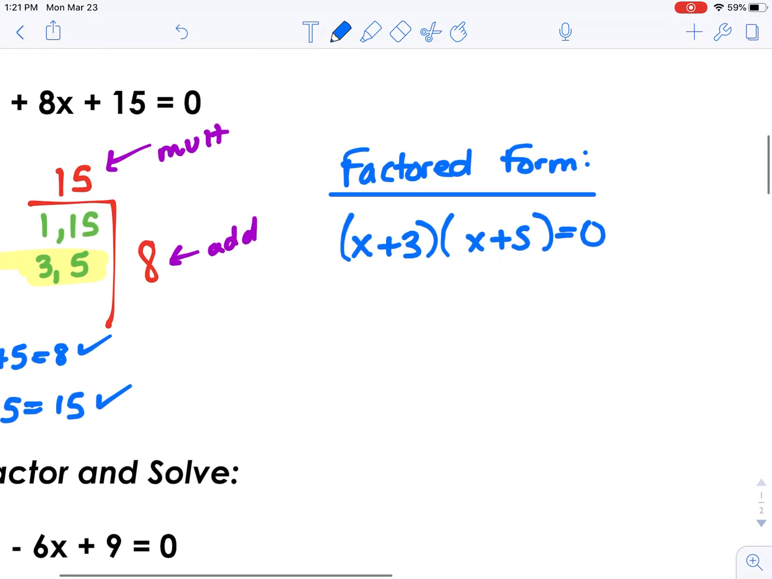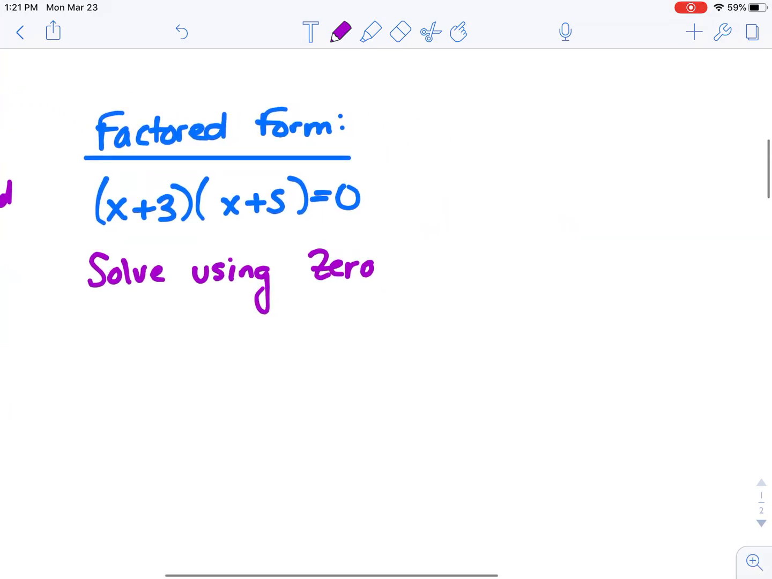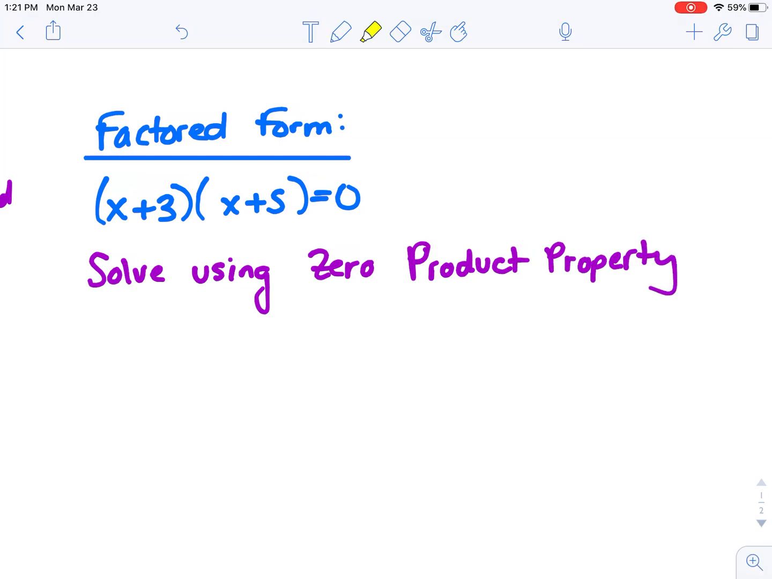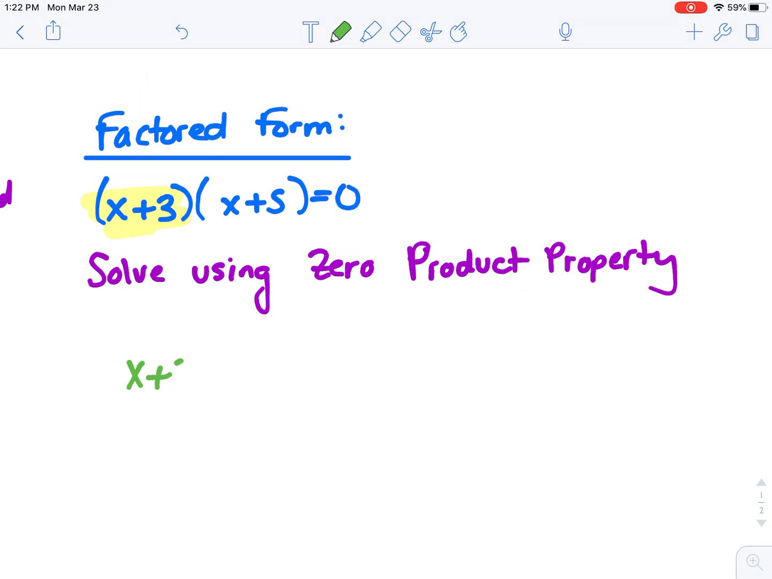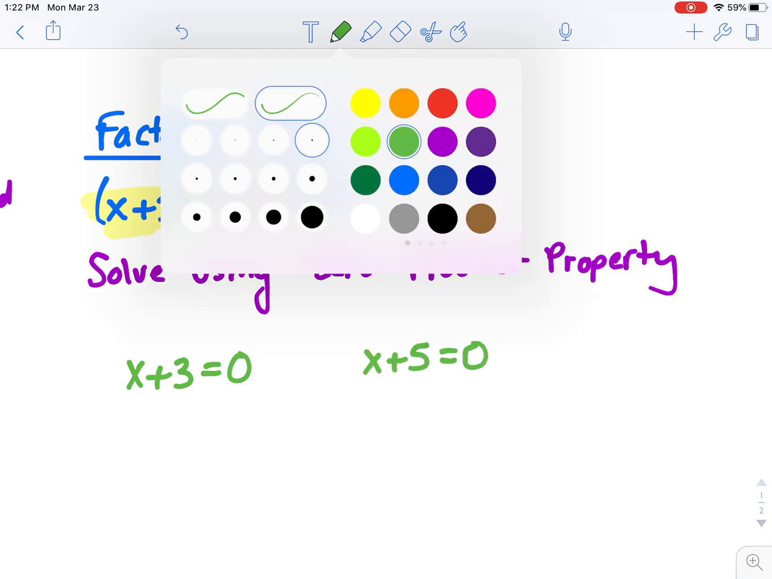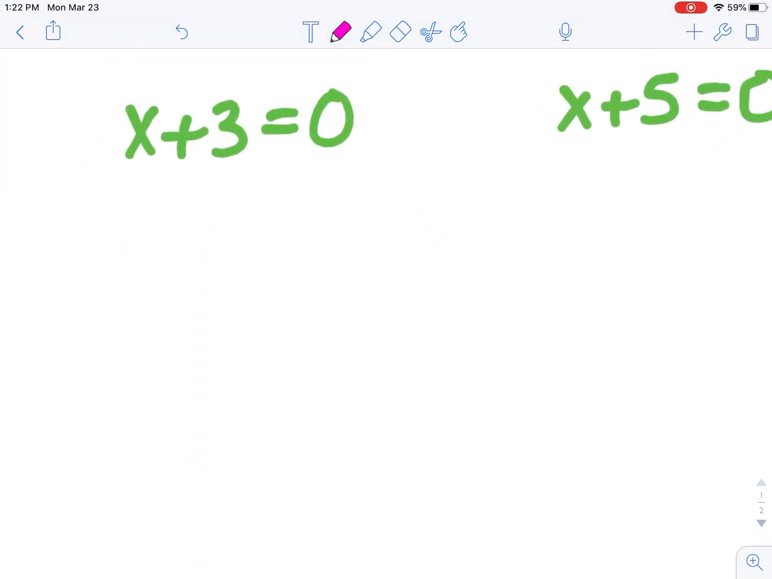The next thing we're going to do is solve using the zero product property. And if you recall doing that, we take each one of our parentheses and we set it equal to 0. So we take one parenthesis and then we take the other parenthesis and we set it equal to 0. And then to solve, we just are going to solve each of those equations.